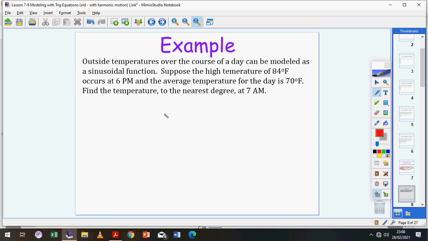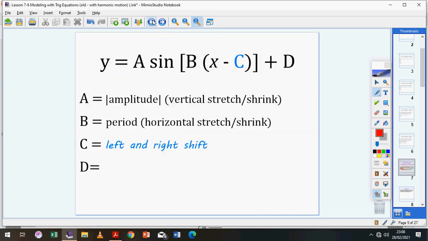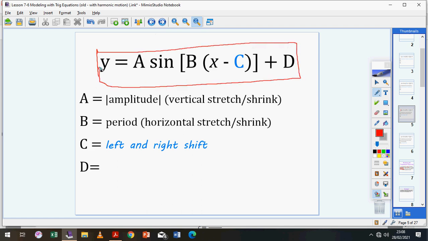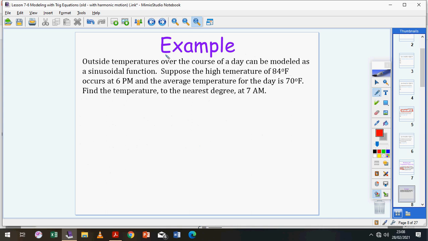Now, on first look, this is going to look ridiculous or outrageous. You're going to think, how can I get any information out of this? But just break it down one at a time. Just remember that our guiding idea is this equation. So we'll just try to look at the problem and pick out as many of these terms as we can. Outside temperatures over the course of a day, and let's copy this equation.